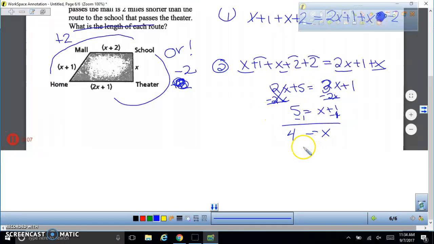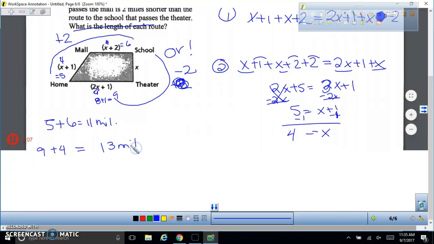Nope, not yet. We're going to plug our x in, and we're going to solve for it. And if it's 2 apart, we did the right thing. So, the mall route was 4 plus 1, which is 5, and 4 plus 2, which is 6. And then 5 plus 6 is 11. Okay, 11 miles. 2x is 2 times 4, which is 8, so 8 plus 1 is 9. And then 9 plus 4 is 13.